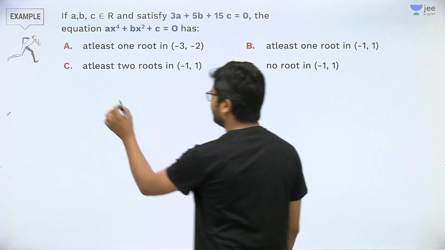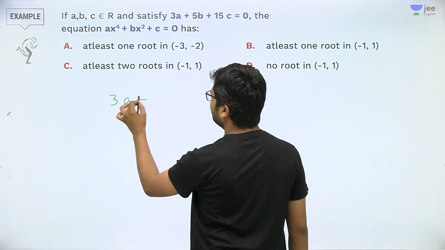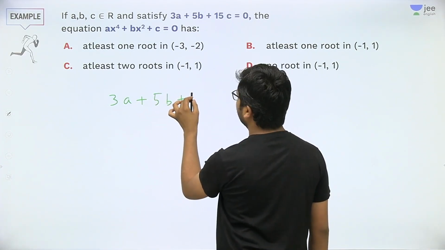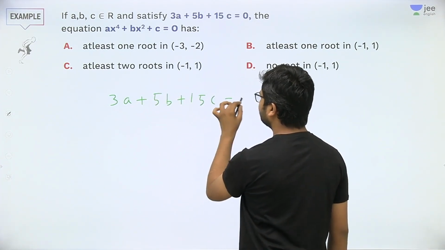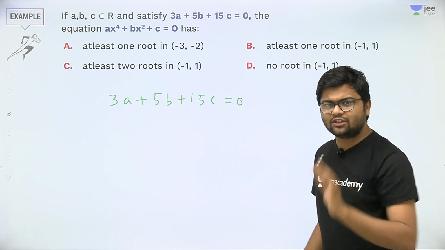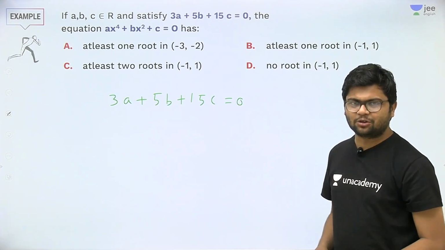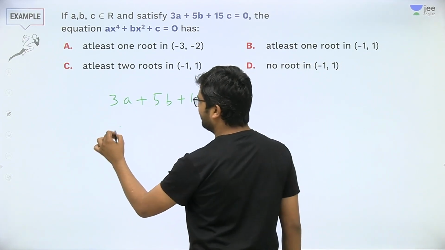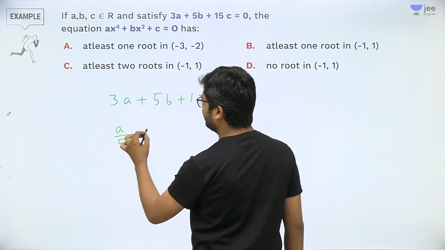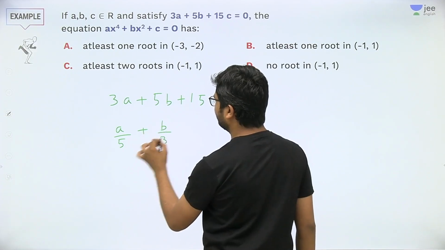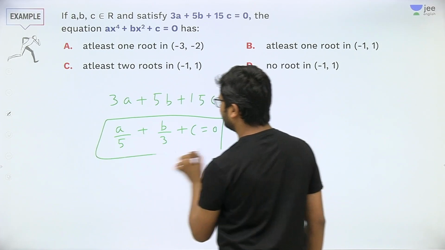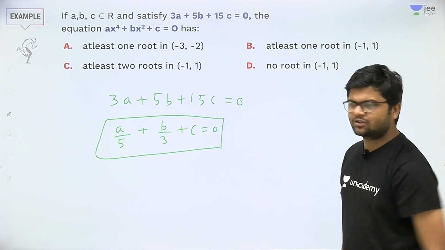The given linear equation is 3a + 5b + 15c = 0. You just listen to me, it will get very amazingly beautiful. Divide this equation by 15. So this will come out to be a/5 + b/3 + c = 0. This is the equation that I will use further in this question.